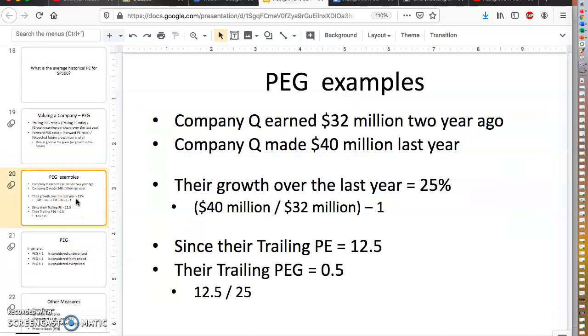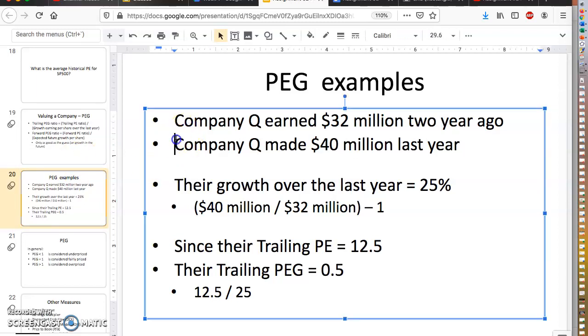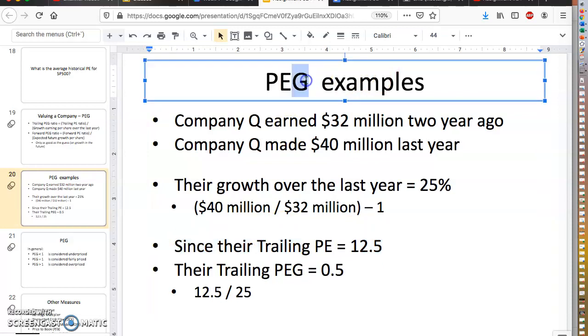Let's do an example for that one. So here's an example for PEG. Once again, we're using that same company Q. Let's say we look at last year, they made $40 million. Let's say the year before that, 2 years ago, they made $32 million. Since we're once again using past information, we're doing trailing PEG and trailing PE. So what is their trailing PE? Well, we calculated that already. It is 12.5. So now you just need to calculate their G, their trailing growth.